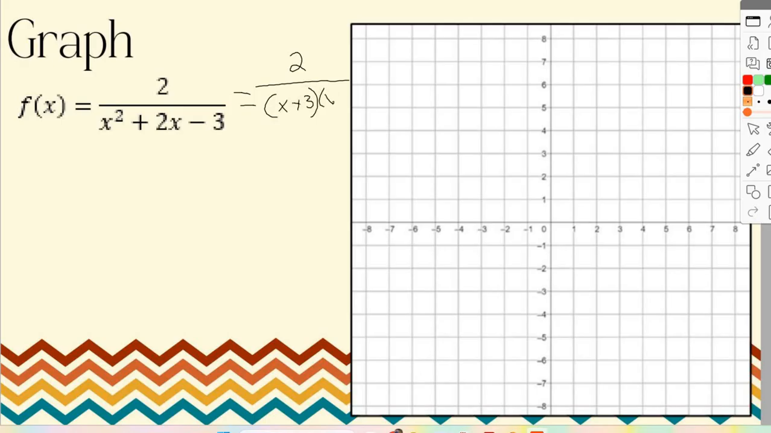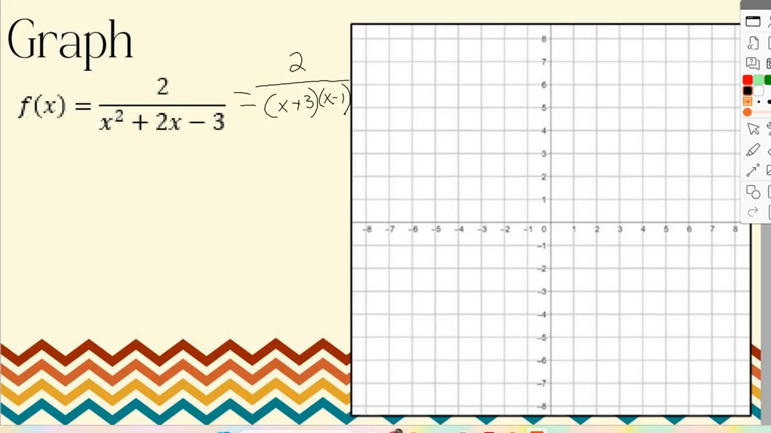Is there anything that reduces, or anything that's the same on top and bottom? Nope. So then that's just factor form. We can't reduce it, which is fine. So then we move on.